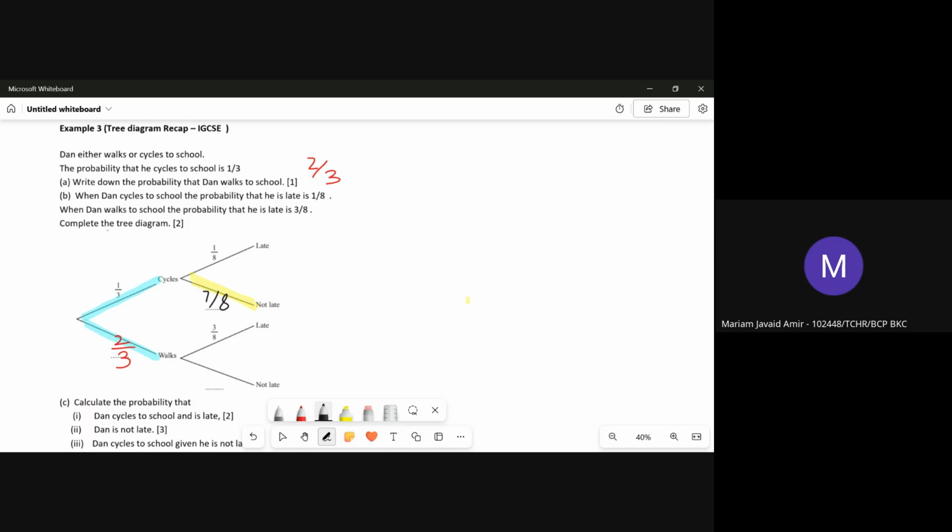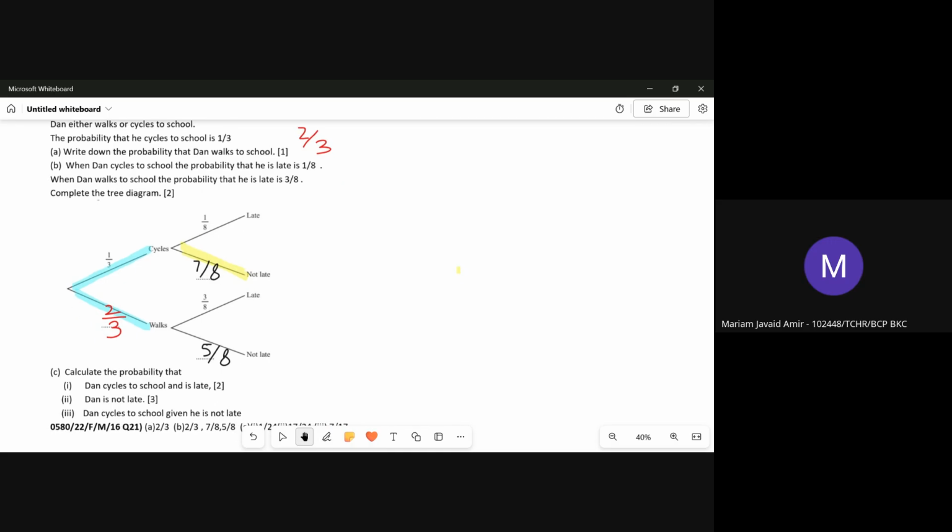So if he's cycling to school, the probability he'll be late is 1 by 8. And if he's cycling to school, probability that he'll be not late would be 7 by 8. So if this is 3 by 8, then the sum needs to be 1. So that has to be 5 by 8. Calculate the probability. Achha, we had to fill up the tree diagram for part B. We're done with that. Part C.